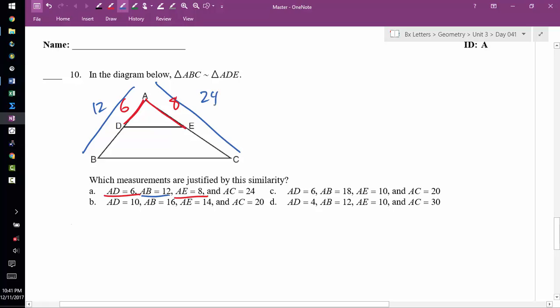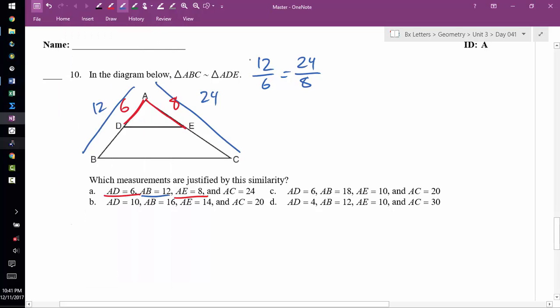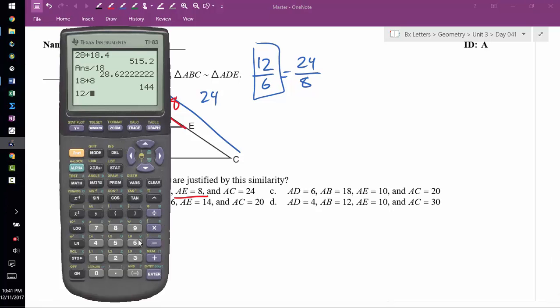Could you just make ratios out of these? Probably. I think that would work. One thing we could do is the proportion: 12 over 6 equals 24 over 8, and just verify that these are equal. I can just do this division. What does 12 over 6 really equal? 12 over 6 is 2.